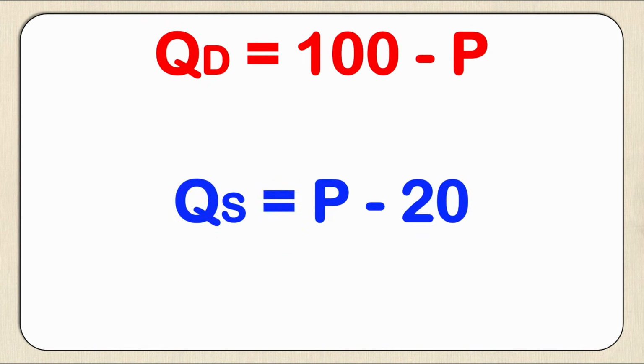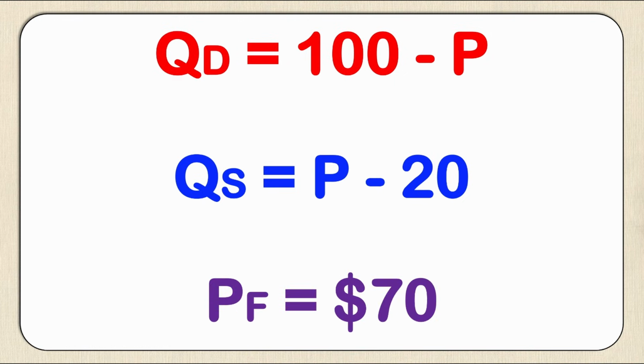So for this problem, we're going to be given three pieces of information and we'll calculate and solve for everything else. What we're going to be given is the demand equation, the supply equation, and the price floor. So let's store these pieces of information on our screen for later.